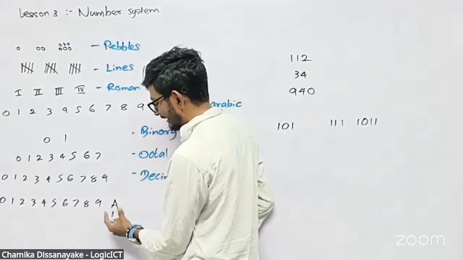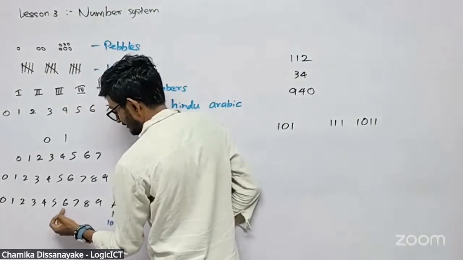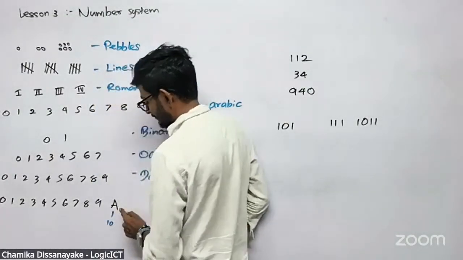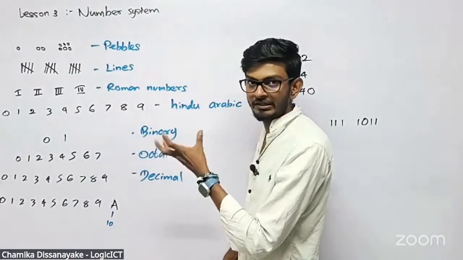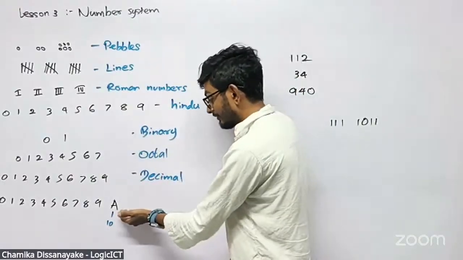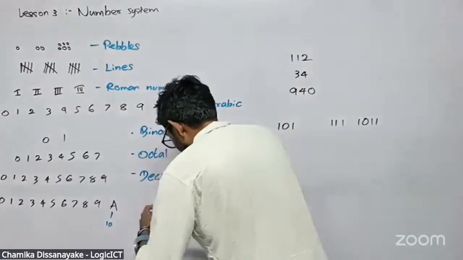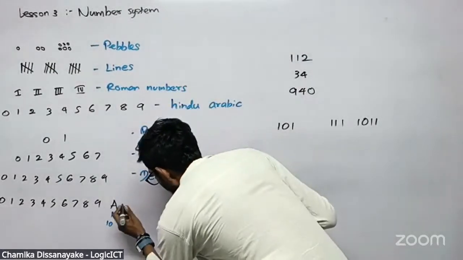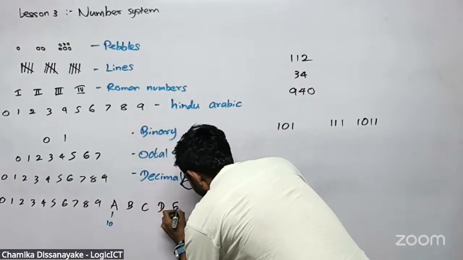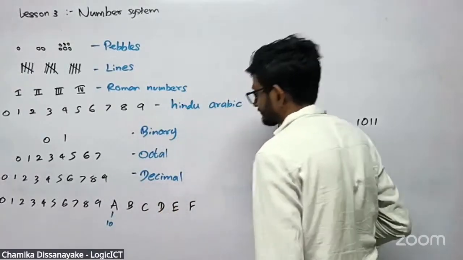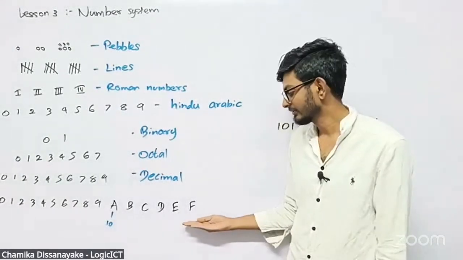So when we include A, that means we have 1, 2, 3, 4, 5, 6, 7, 8, 9, 10, 11. We have another 15. This is 16. Hexadecimal means 16. We have another 5, sorry, another 5. That means we have A, B, C, D, E, F. This is the thing about the hexadecimal number system.